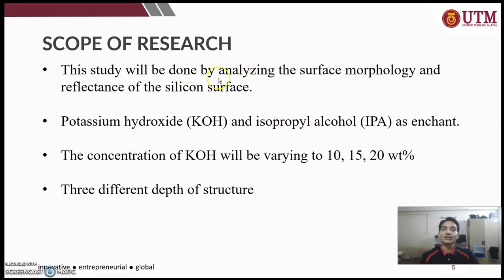So basically I will have three results. Potassium hydroxide and isopropyl alcohol are selected as etchants to etch the silicon, and the concentration of potassium hydroxide will vary to 10, 15, 20 percent, and the result will be three different depths of the inverted pyramid silicon structure. I will compare which of the three samples has the lowest reflectance.